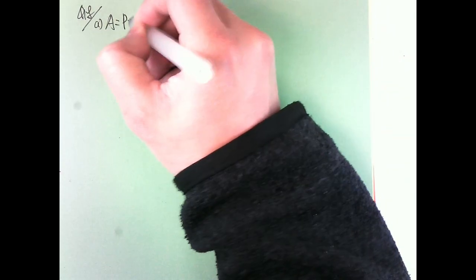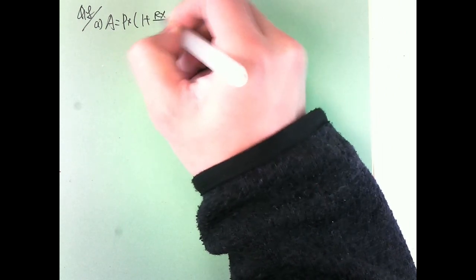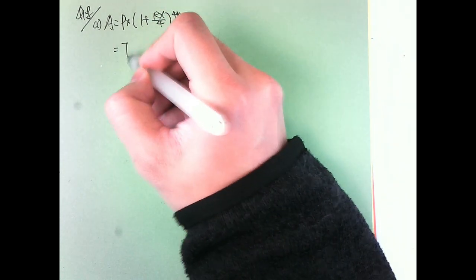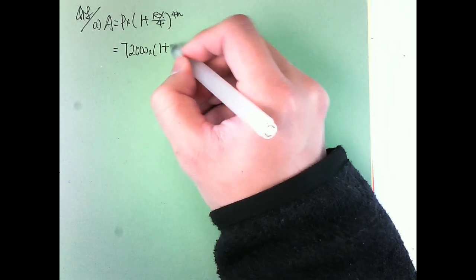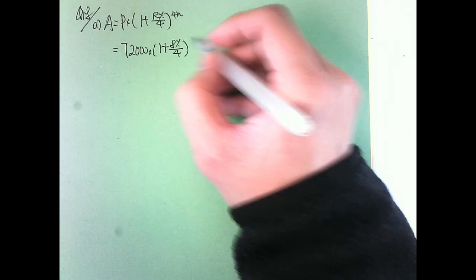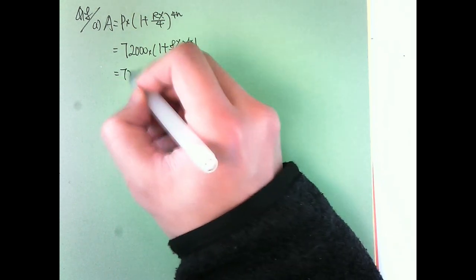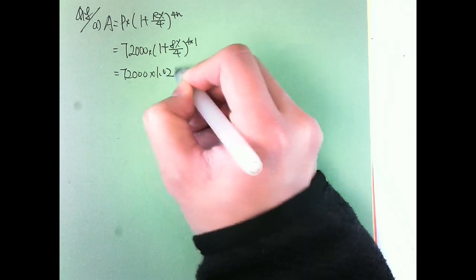So Nathan deposits 72,000. This is the P, 8% for 1 year. Compounded quarterly, you have to do divided by 4. Find the amount after 1 year. I think this is very easy. Just find the amount. 1 plus, so quarterly you have to divide by 4 and then 4n here. Understand? And then P is 72,000 times 1 plus 8% divided by 4, because 1 year, 4 times 1 is 4.